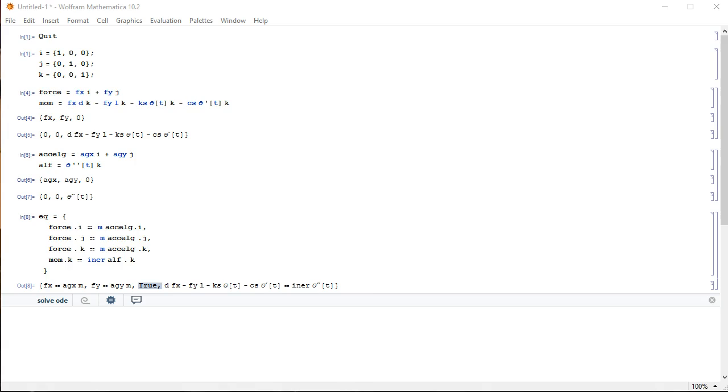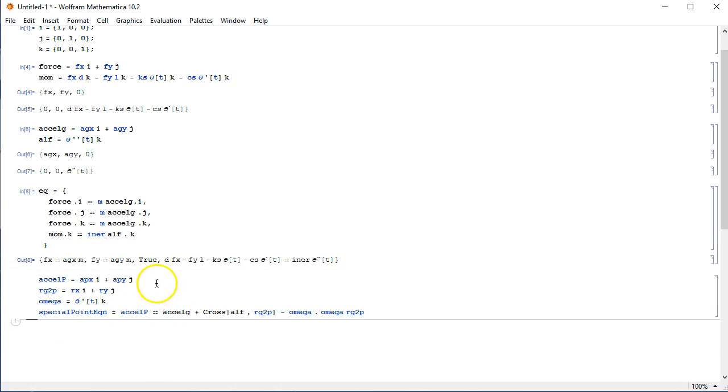Why? Well, because there's 1 degree of freedom. That's why these things should be related. How do you relate them? Well, you relate them by using special point equations. Either that or ropes, pulleys, something like that. But in this case, they're special point equations.